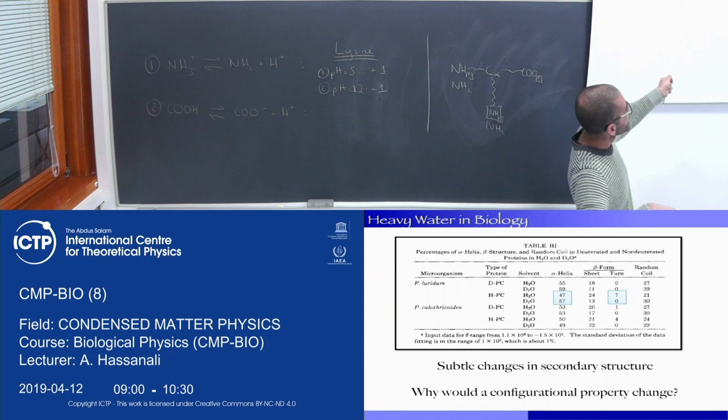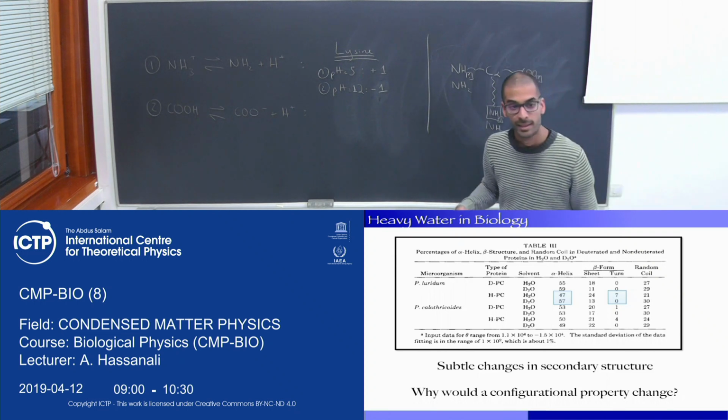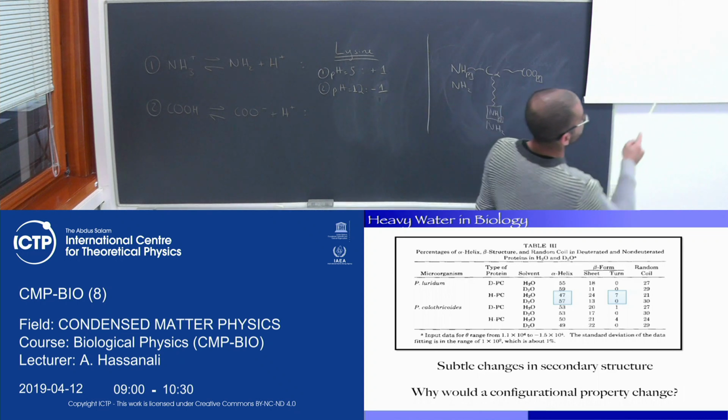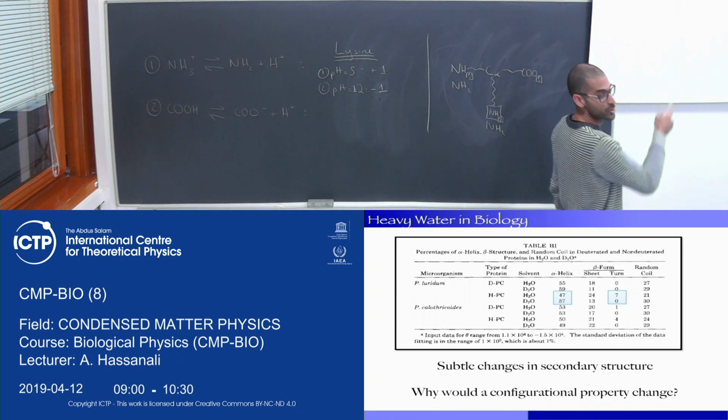Okay. If you compare H2O and D2O, the concentration of alpha helix increases, from 47 to 57%. This is a configurational property. In a classical picture, these should be exactly the same. So, the alpha helix or the beta sheet is determined by the configuration. It's got nothing to do with momenta in a classical picture. So, classically, you would expect this to be exactly the same.